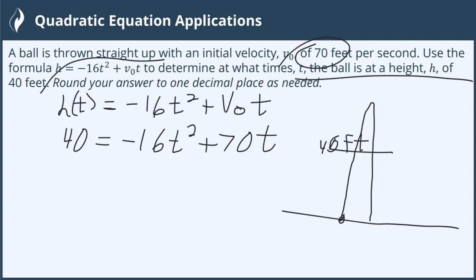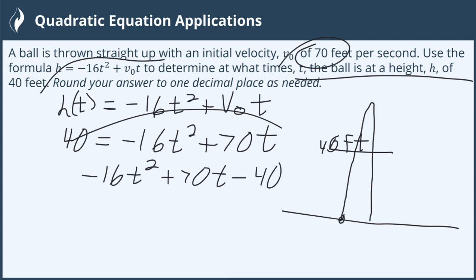Now, in this unit, we've all seen that there's a t squared situation. We're going to have to set this up in quadratic form. So the 40 has to go to the other side. I'm going to write negative 16 t squared plus 70t, and I take this to the other side, it becomes minus 40. And the 0 would be over here, but I just write it on the other end because it's just easier.